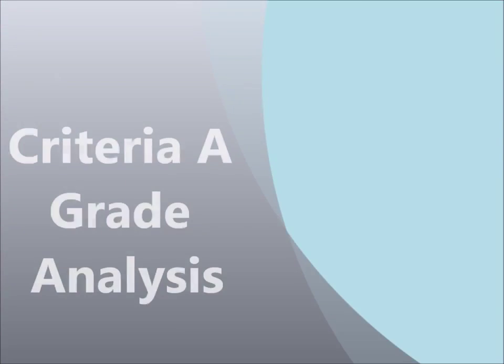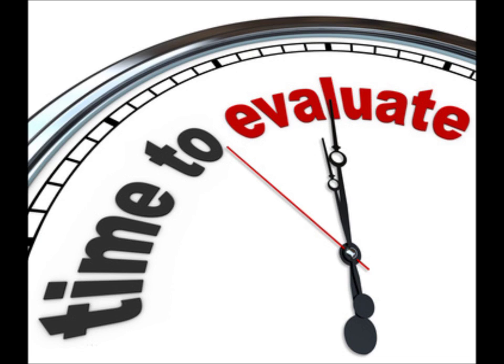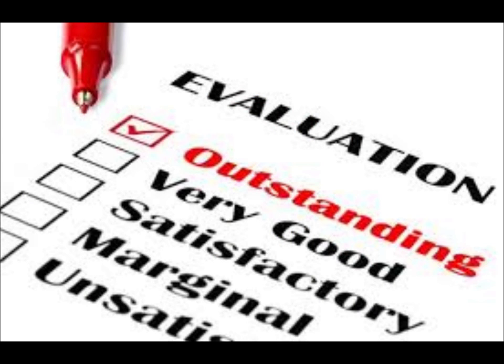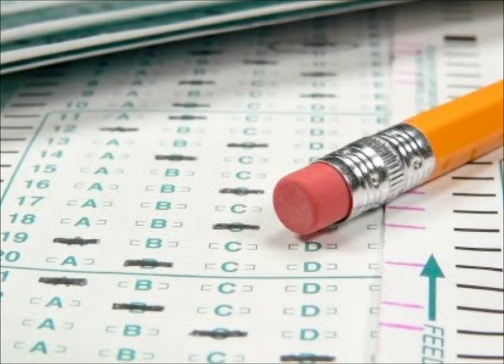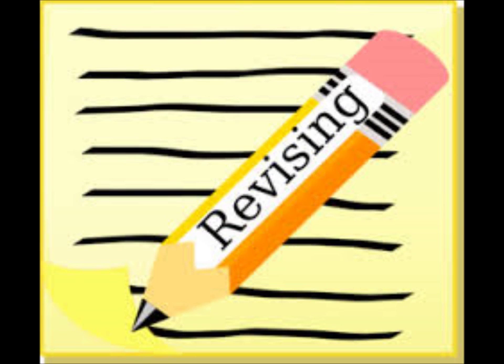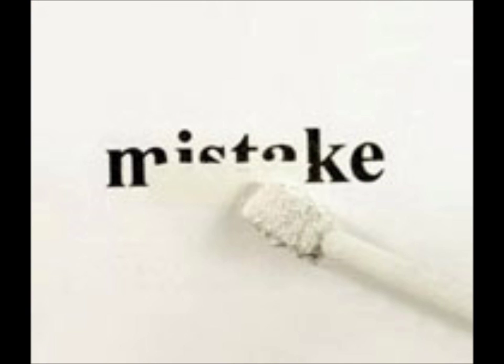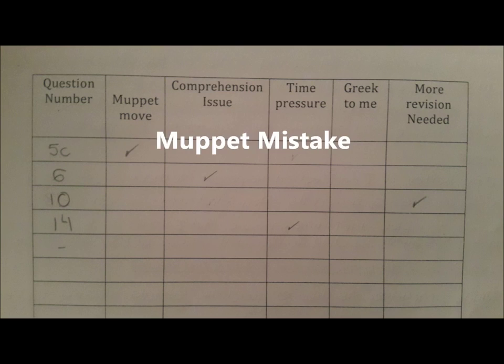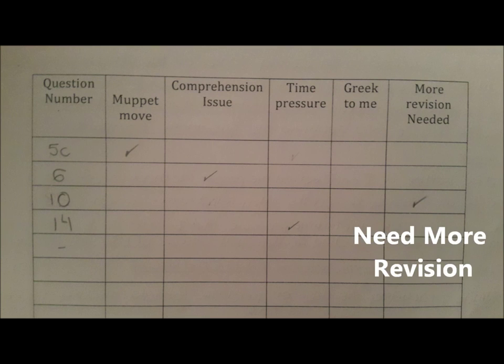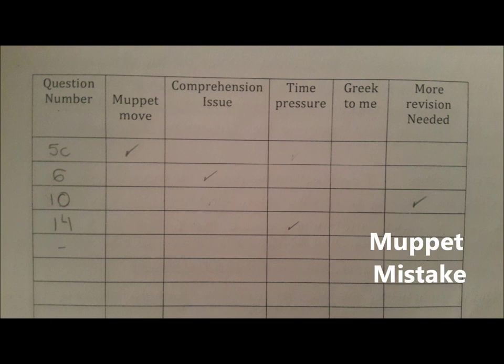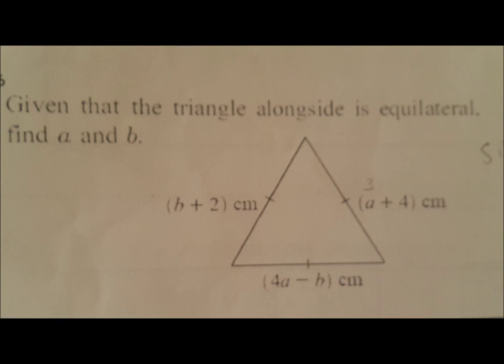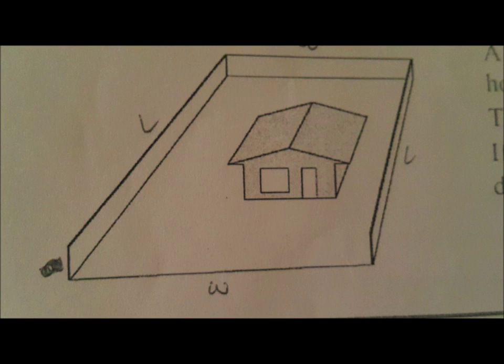Before being able to evaluate my new score, if I was able to solve the mistakes caused by lack of focus, the Muppet mistakes, within my exam, I need to identify the source of fault for each question. So initially, question 5C was a Muppet mistake, whereas question 10, I needed more revision as I have forgotten the method to complete it. However, it is still considered a mistake from lack of focus. And finally, question 6 and 14 are incomplete due to time pressure.